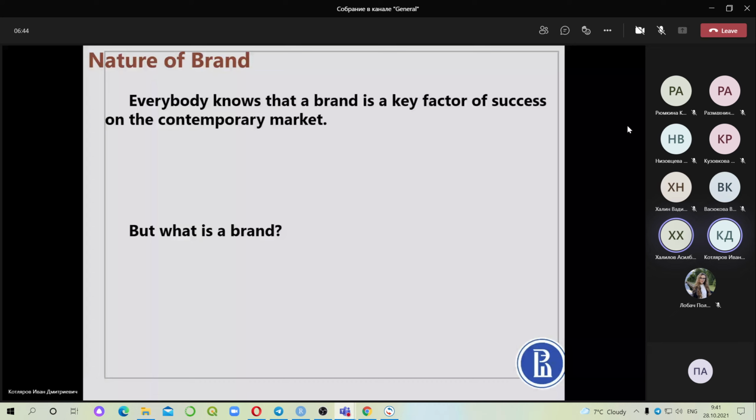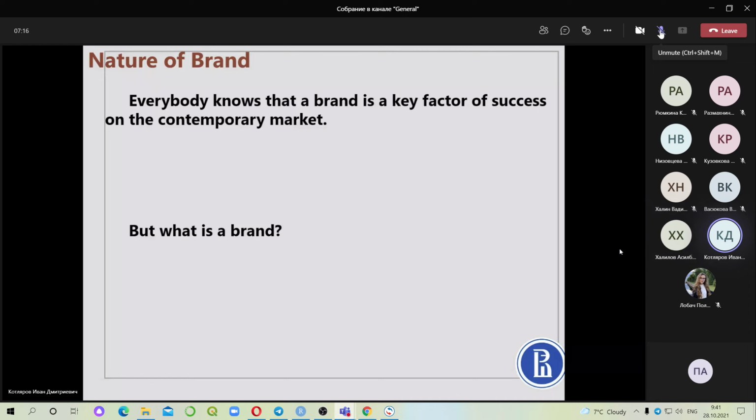A brand is a name, design, symbol, or any other feature that identifies one seller's good from others. Okay, yes, I see. So it is a specific sign which helps us to differentiate one company from another, right? Do you mean it? Yes, yes.